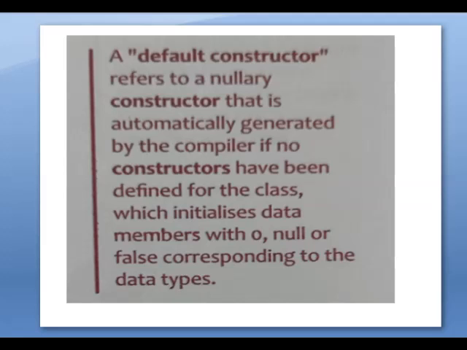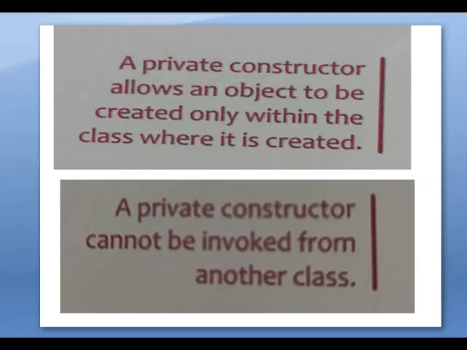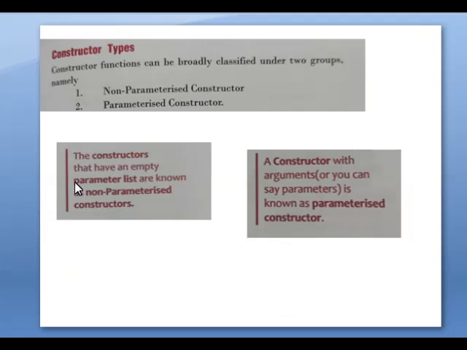Next, the default constructor is categorized into two: implicit default constructor and explicit default constructor. The private constructor allows an object to be created only within the class where it is created. The private constructor cannot be invoked from another class. Next, constructor types. There are two types of constructors: non-parameterized constructor and parameterized constructor.